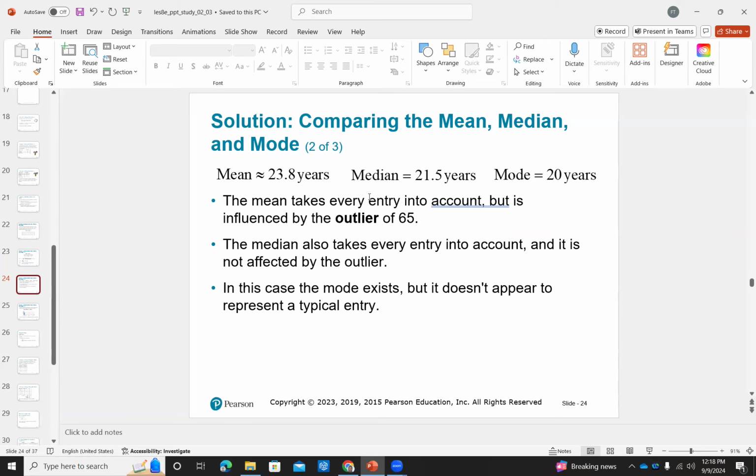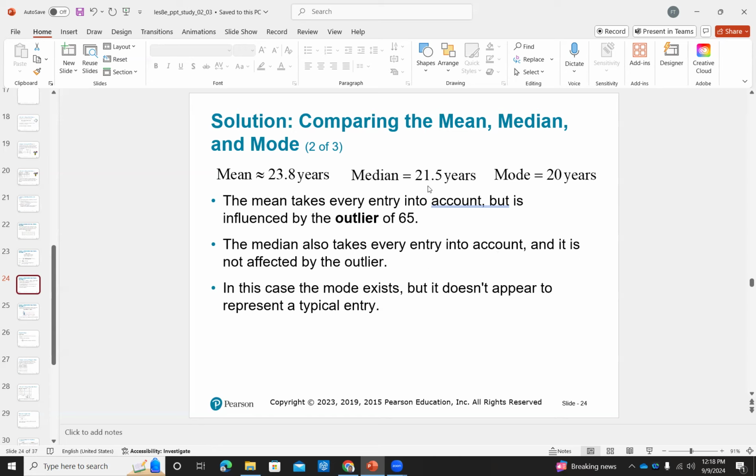But when we talk about the mean, it takes every entry into account, but it is influenced by the outlier of 65. So having one student at the age of 65 affected our average way too much. Although we have more students at the age of 20, our average age is almost 24 years old. When we look at the median, it is 21.5.